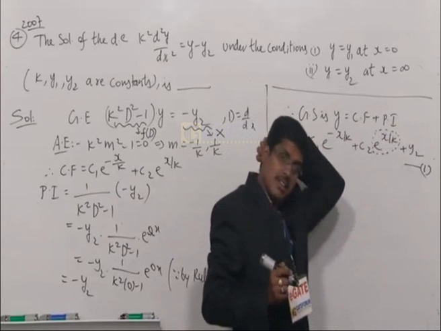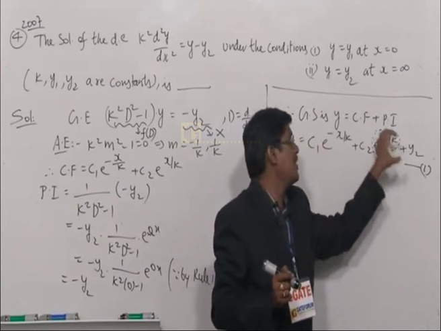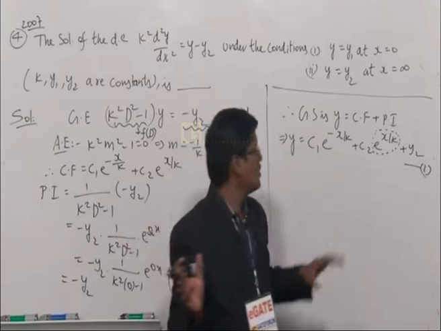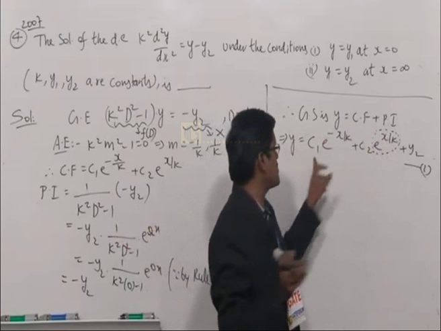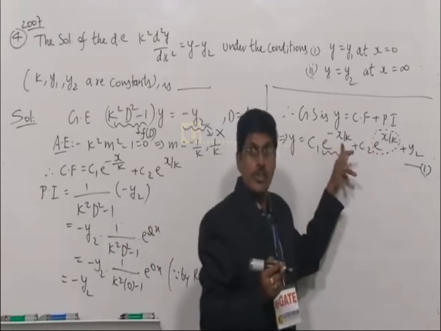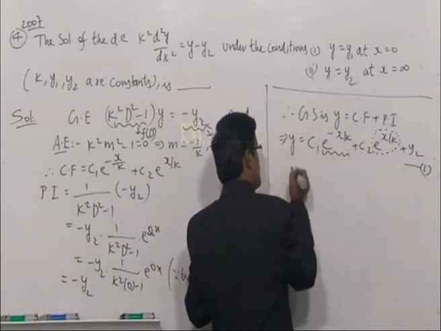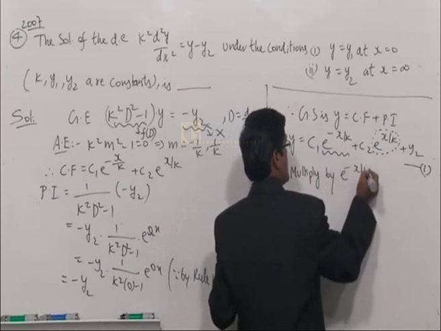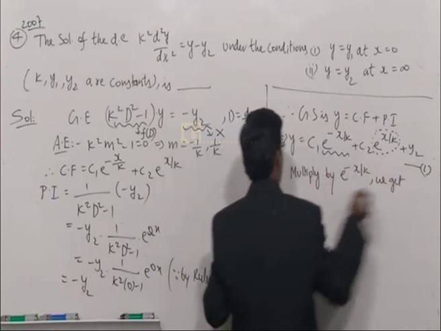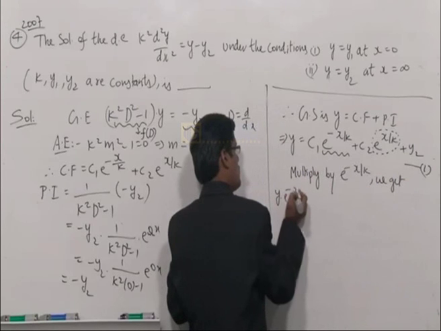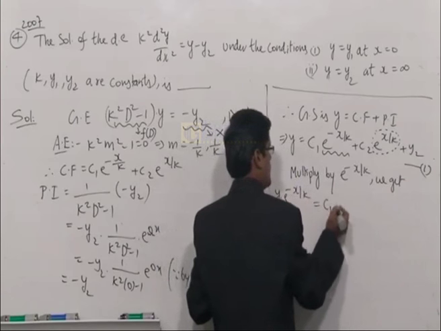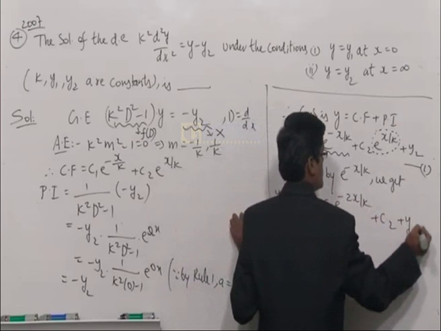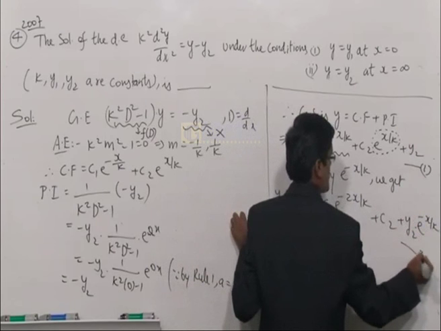So in such cases, if possible, try to eliminate that term, so that after putting x is equal to infinity, you will not get infinity. How to eliminate this term? Just multiply both sides by this term, because this is going to 0. Okay. So multiplying by e power minus x by k, we get y into e power minus x by k is equal to c1 times e power minus 2x by k plus c2 plus y2 times e power minus x by k, equation 2.